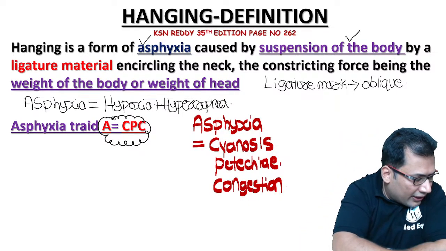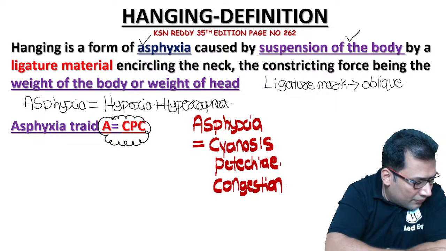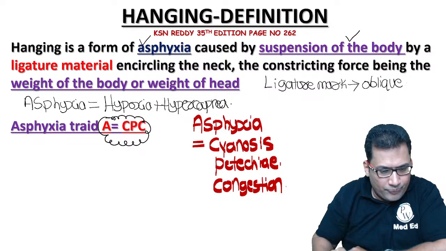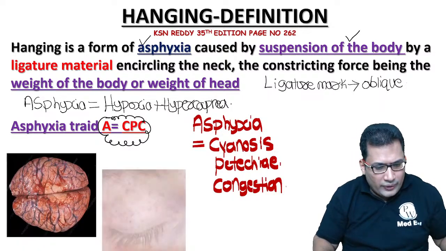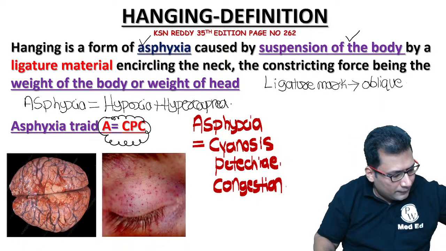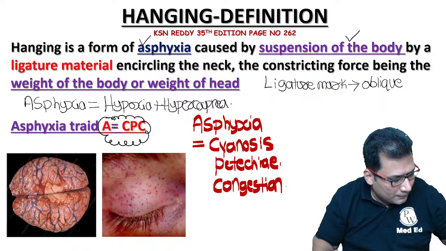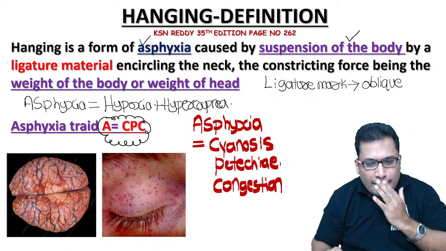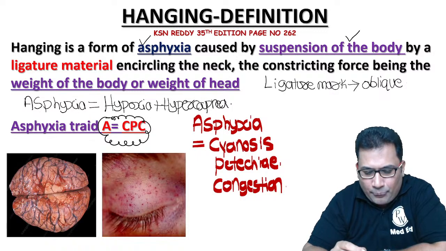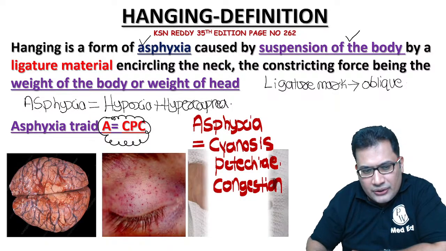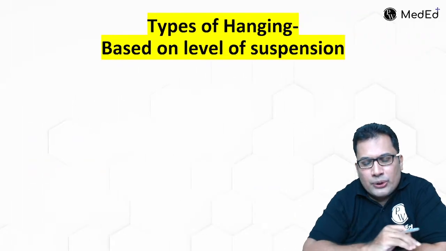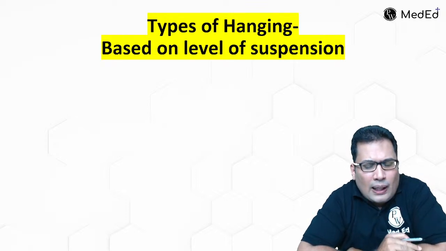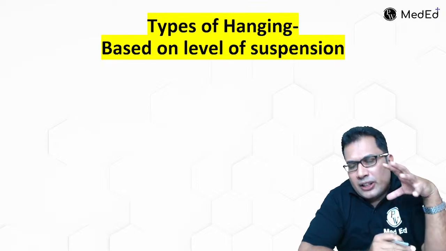So try to understand this. Okay. So you can see here three important findings. So what are the three important findings? Cyanosis, petechiae, congestion. So the next topic is types of hanging based on the level of suspension. So what are the types of hanging based on the level of suspension?